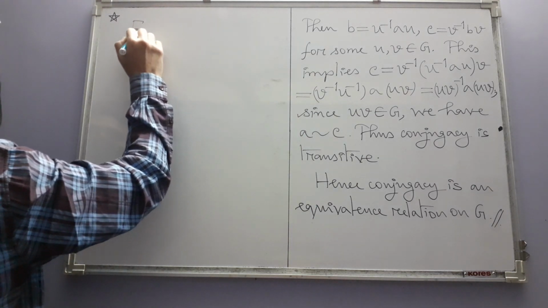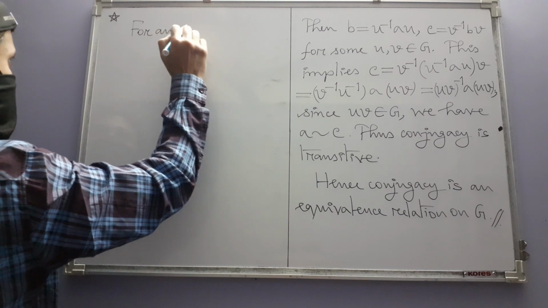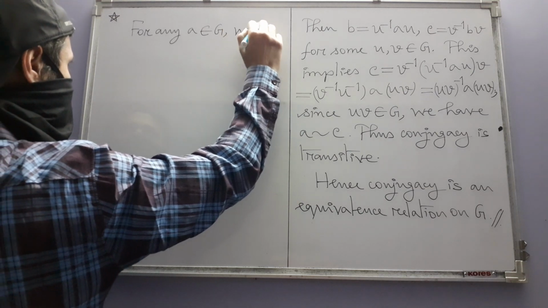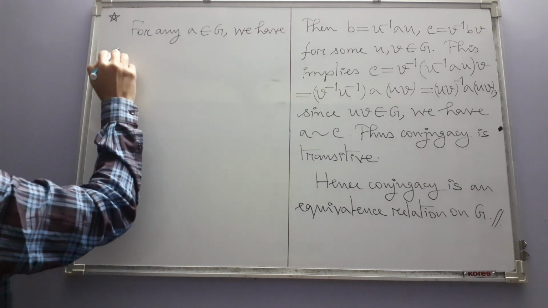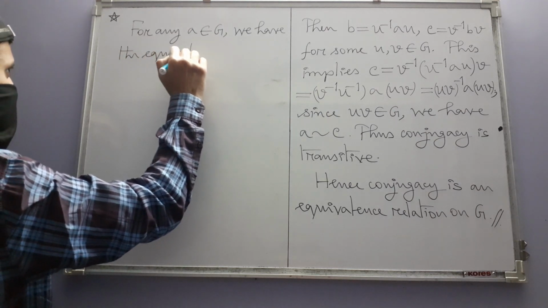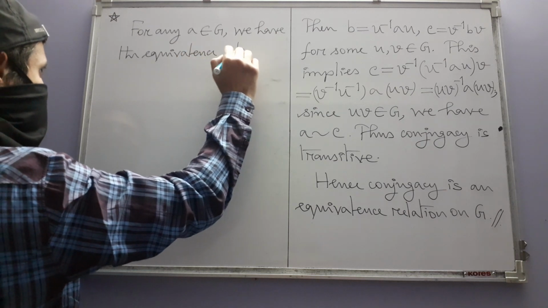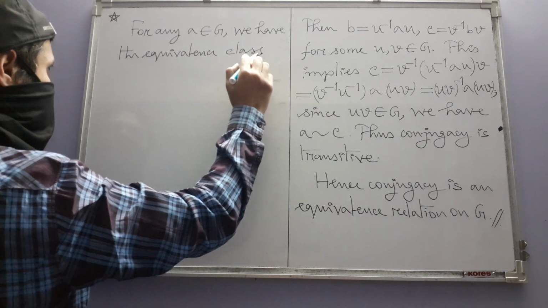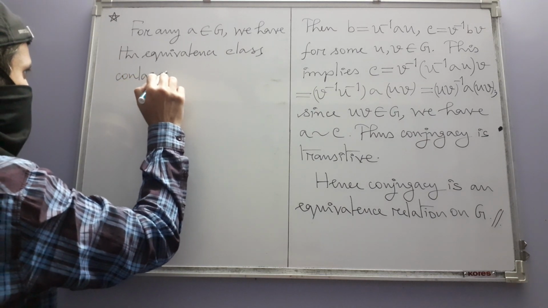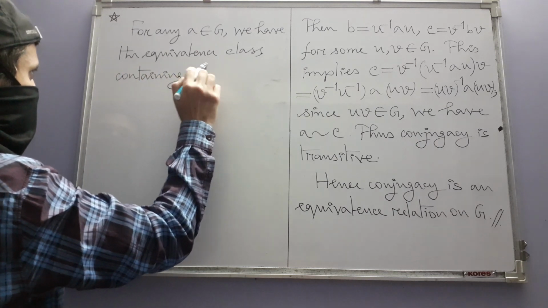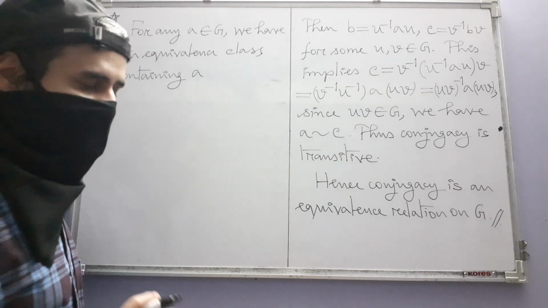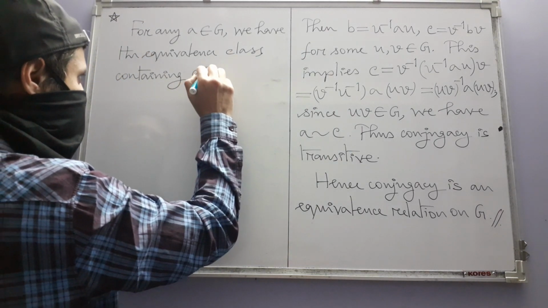For any element A in G, we have the equivalence class containing A. We know that every element of G will belong to precisely one equivalence class. So that is the class we are talking about here.